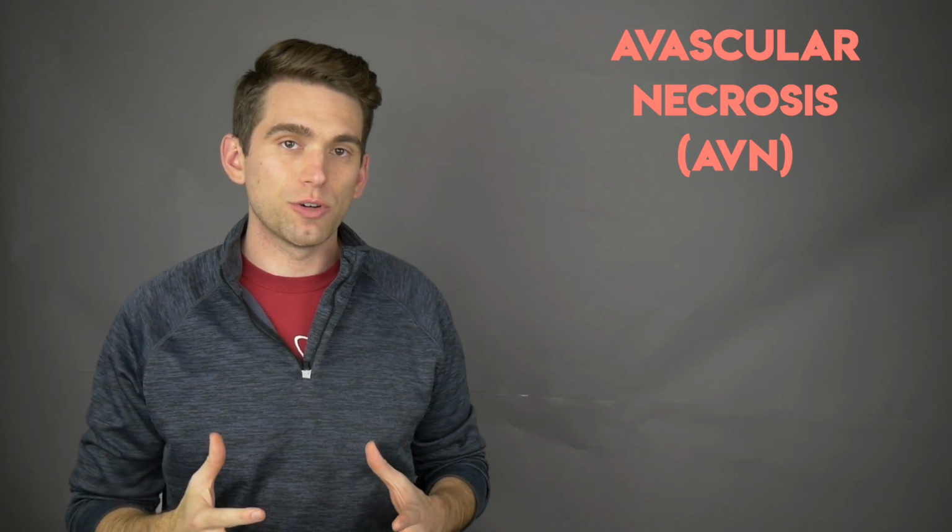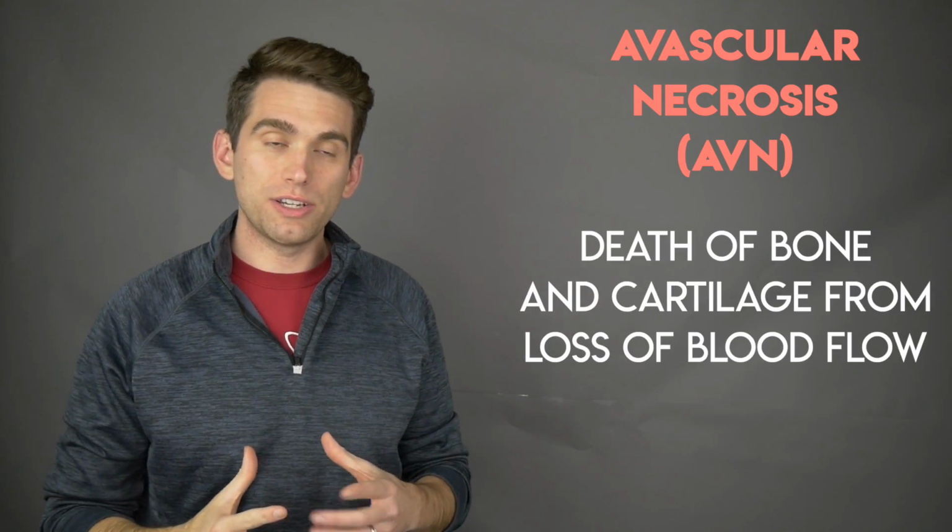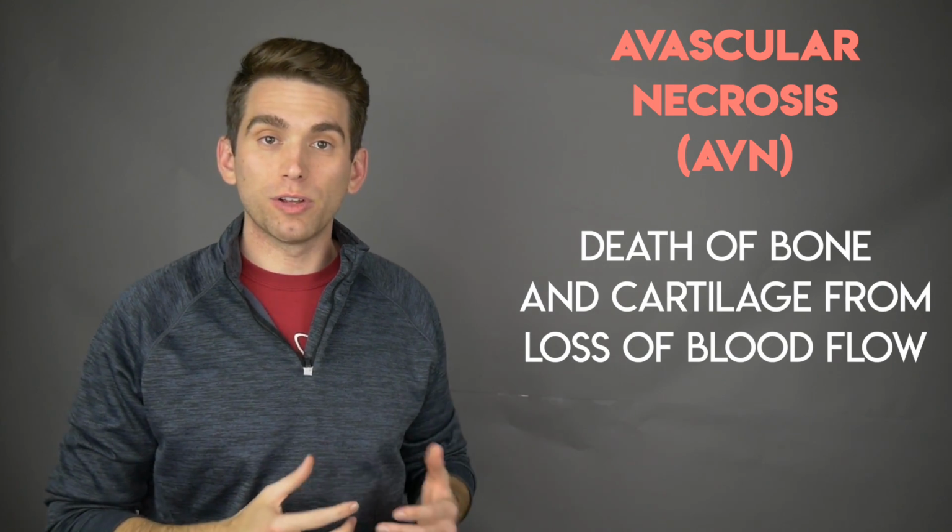If you were following some of this news on Twitter, you probably heard about this idea of something called AVN, or avascular necrosis, being one of the major long-term risks after this injury, because of course that's what we heard about with Bo Jackson. Avascular necrosis is death of the bone and the cartilage because of having poor blood flow to those tissues.